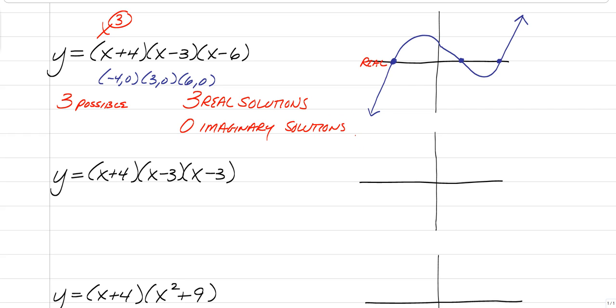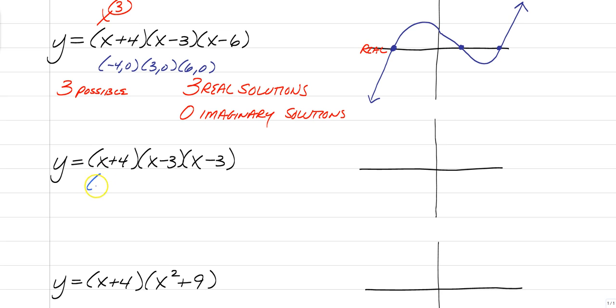Okay? So in the next graph, what I have done is I tweaked it a little bit, so now we have negative 4, 0 again, but we have 3, 0 and another 3, 0 because we have x minus 3 twice. Well, we would only say that there is x equals 3. We can only graph the coordinate 3, 0 once. So this is what's known as a double root.